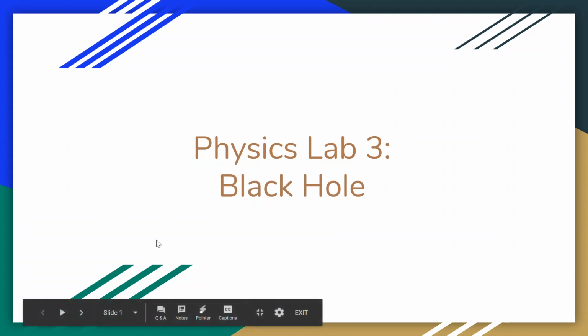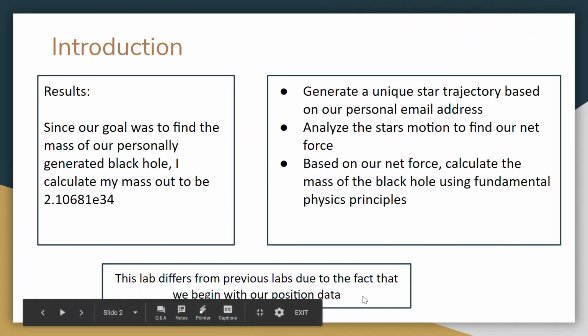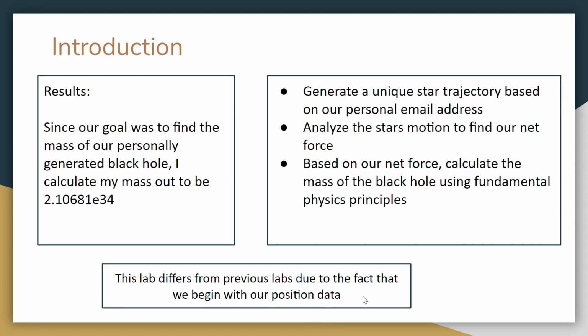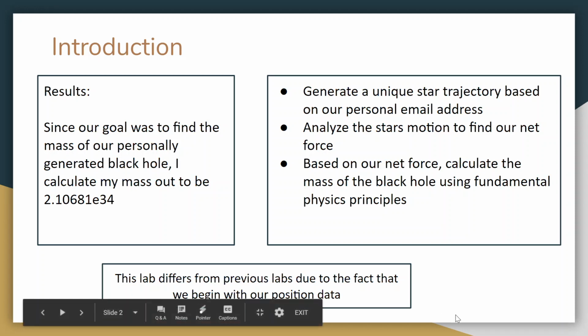Physics Lab 3, the black hole. We use this lab to generate the unique star trajectory, and based on the star trajectory, we analyzed motion to find our net force, and based on our net force, we calculated the mass of our unknown black hole. My results were that my black hole ended up being about 2.1 times 10 to the 34th.